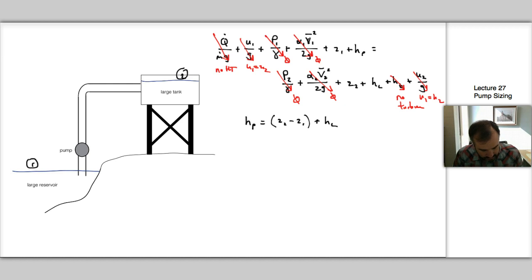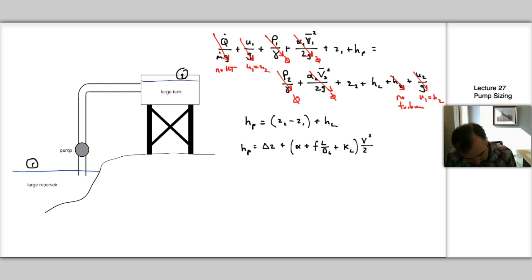Okay, and we can rearrange this a little bit and make something a little bit more convenient for us to look at, and that's H sub P is equal to delta Z, which is just the change in height, so that's the difference between 1 and 2, Z2 minus Z1, plus, and I'm going to rearrange this and add some things in there. And so what we're going to have is alpha plus F L over D sub H plus K sub L times V squared over 2G.